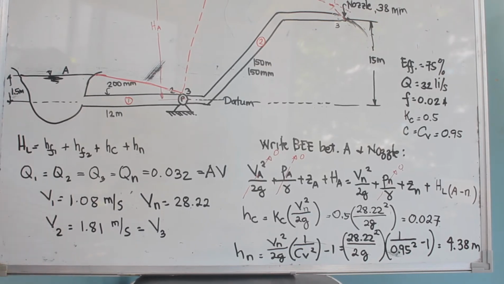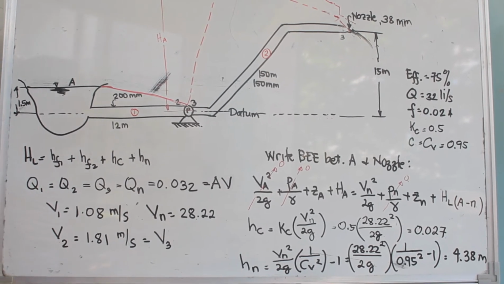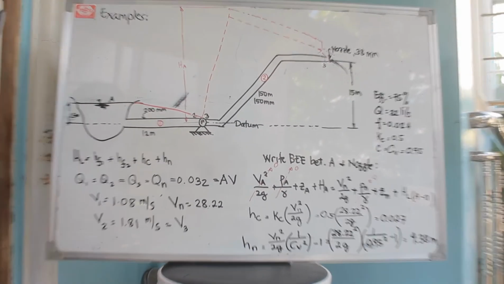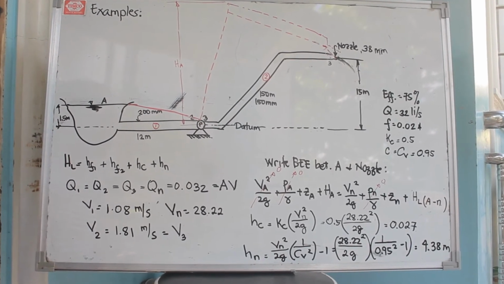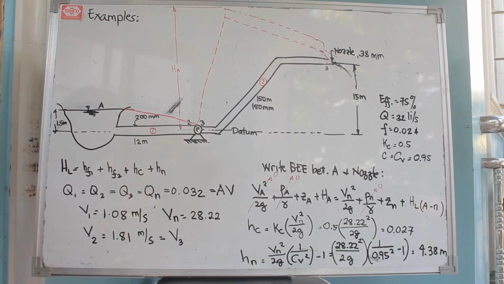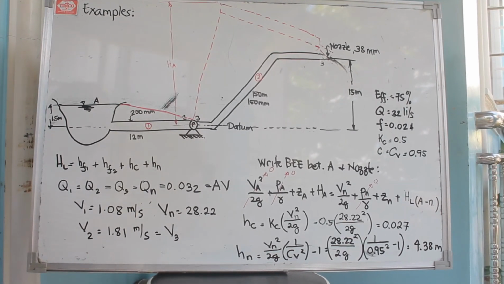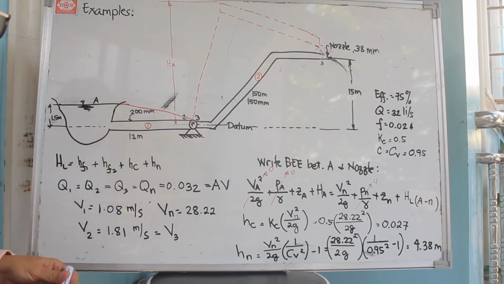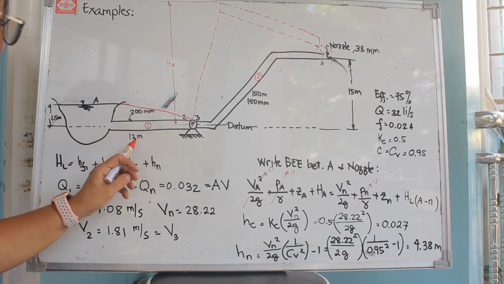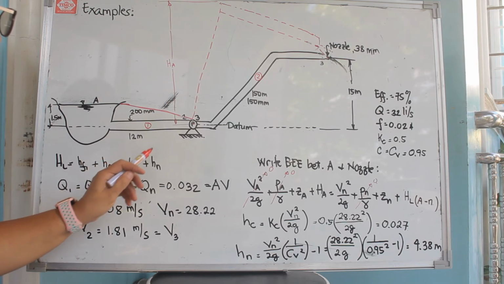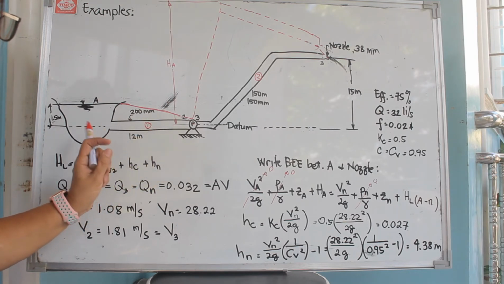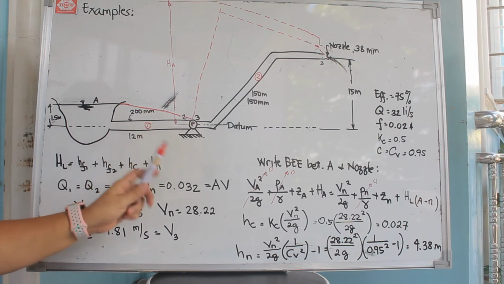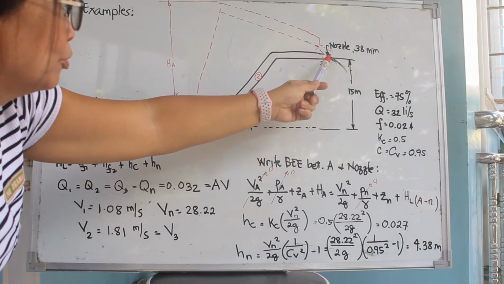Okay, so let's have a problem here involving pipes in series. In the PowerPoint we already have samples, but let's have another one here that shows you how the energy and the hydraulic gradients are drawn. Okay, so the figure here shows you a reservoir at A, and connected to the reservoir is a pipe 12 meters long and 200 millimeters in diameter, and the reservoir is supposed to supply water to this point.